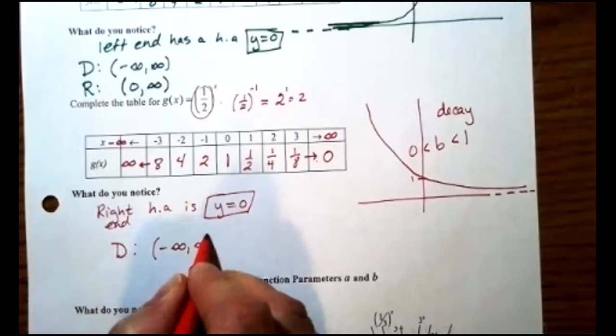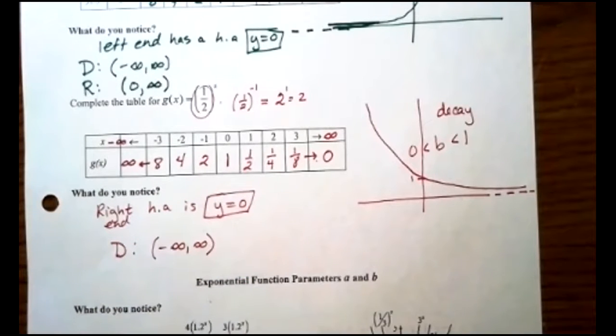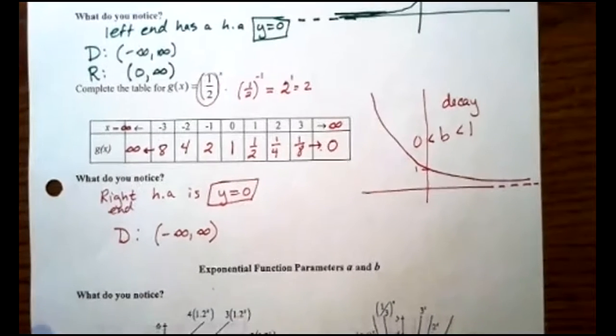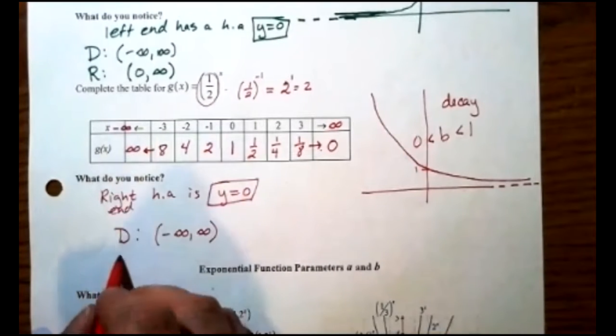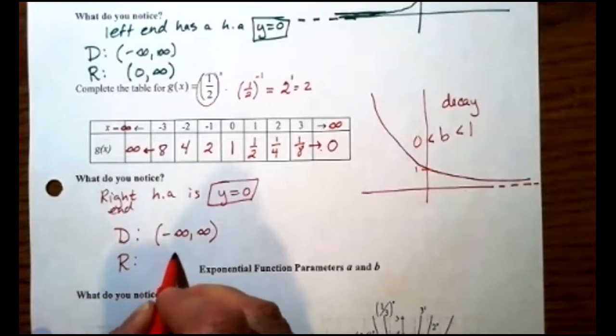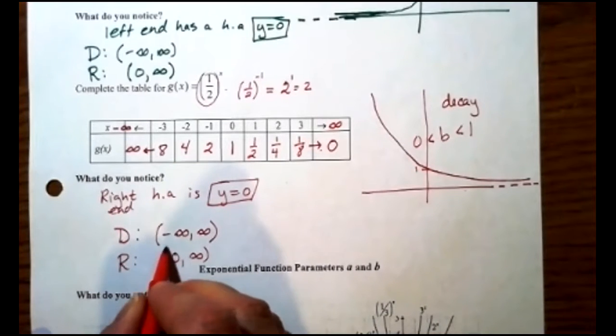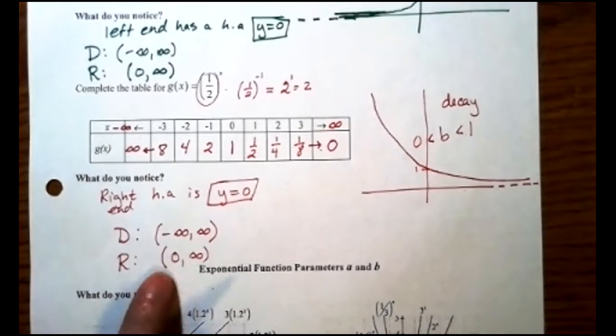So you're allowed to plug anything into a function for exponential decay, but you're never going to get anything that's negative. All of your output values, in other words all of your range, is going to be positive, and just like up above, not equal to 0. So write that down.